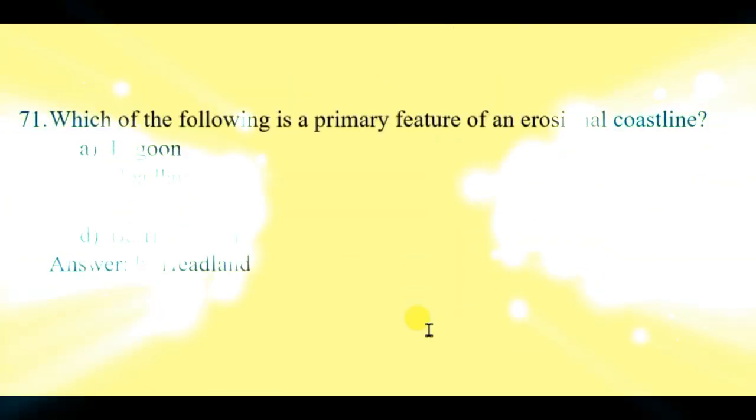Question 71. Which of the following is a primary feature of an erosional coastline? Lagoon, headland, spit, barrier island.